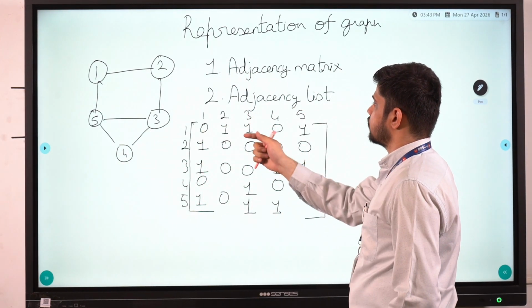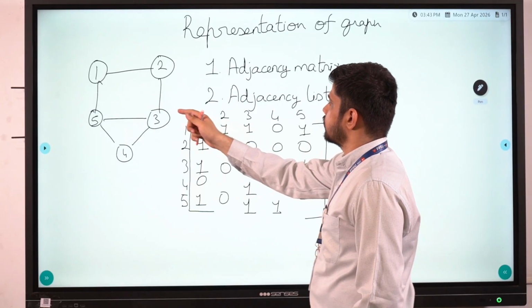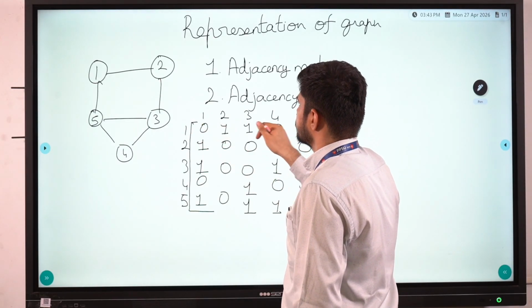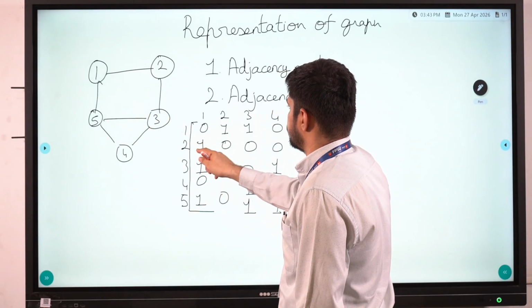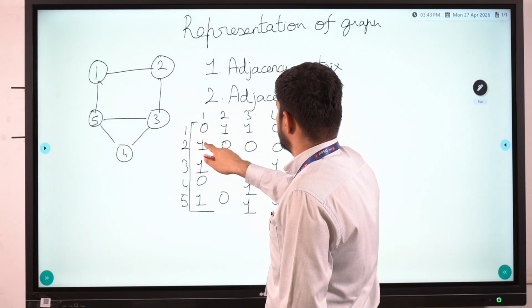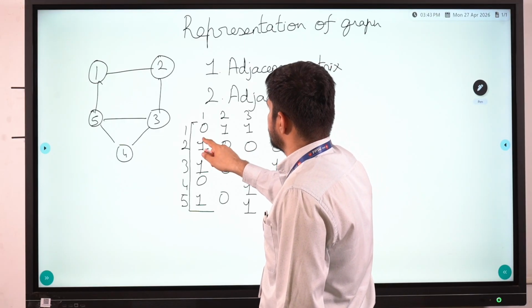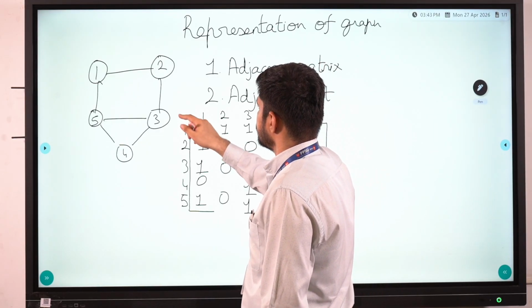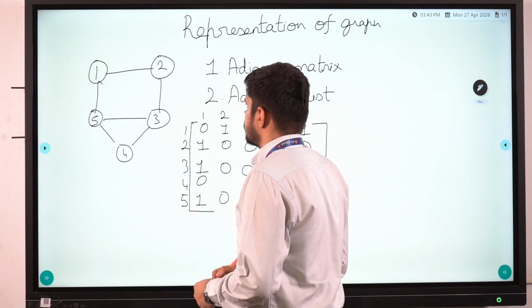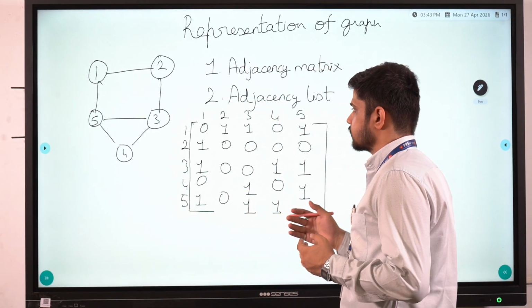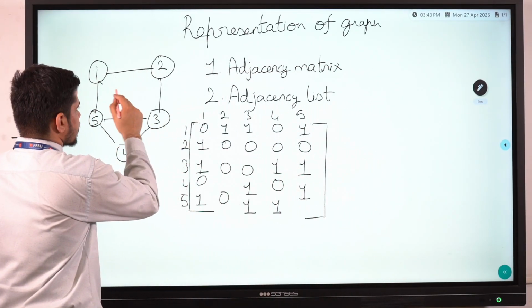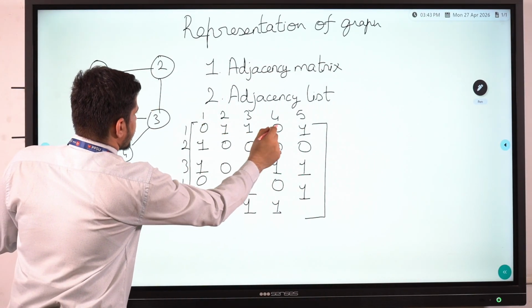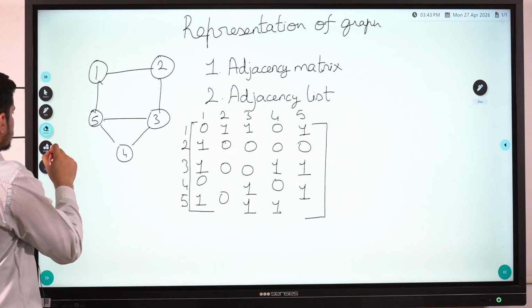So how many edges do I have? For 1, I have 1, 2 and 3. So 1, 2. For 2, I have 1 and 1. So is there a problem here? I can find out there is a problem here. First thing is 1 is connected to 2 and 5. So 2 and 5, it is not connected to 3. So there is a problem there.